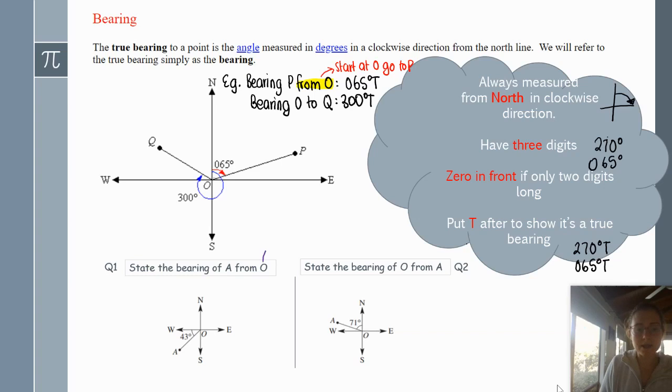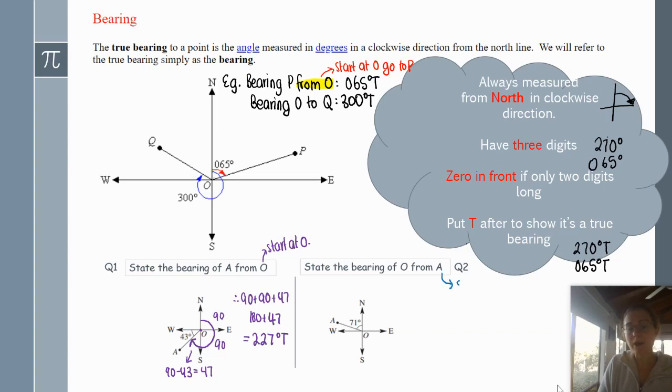Let's have a look. Question 1, state the bearing of A from O. We're going to start at O, go from north clockwise direction all the way until we reach that line in the direction of A. Obviously each segment is 90 degrees because that's the sections of our compass. So here we would have 90 plus 90 or 180, and then plus this angle right here. So if each quarter is 90 degrees, we'd have 90 minus 43, and that would give us 47 degrees for that little space. So to find that bearing, we say it would be 180 plus 47, so 227 degrees true.